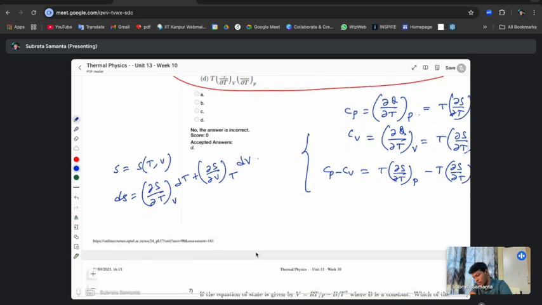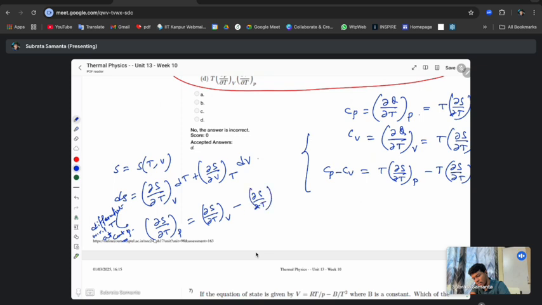So this is nothing, and now we take one more derivative with respect to T, at constant pressure P. So this is basically ∂S/∂T at constant pressure equals ∂S/∂T at constant V plus ∂S/∂V at constant T times ∂V/∂T at constant P, right?